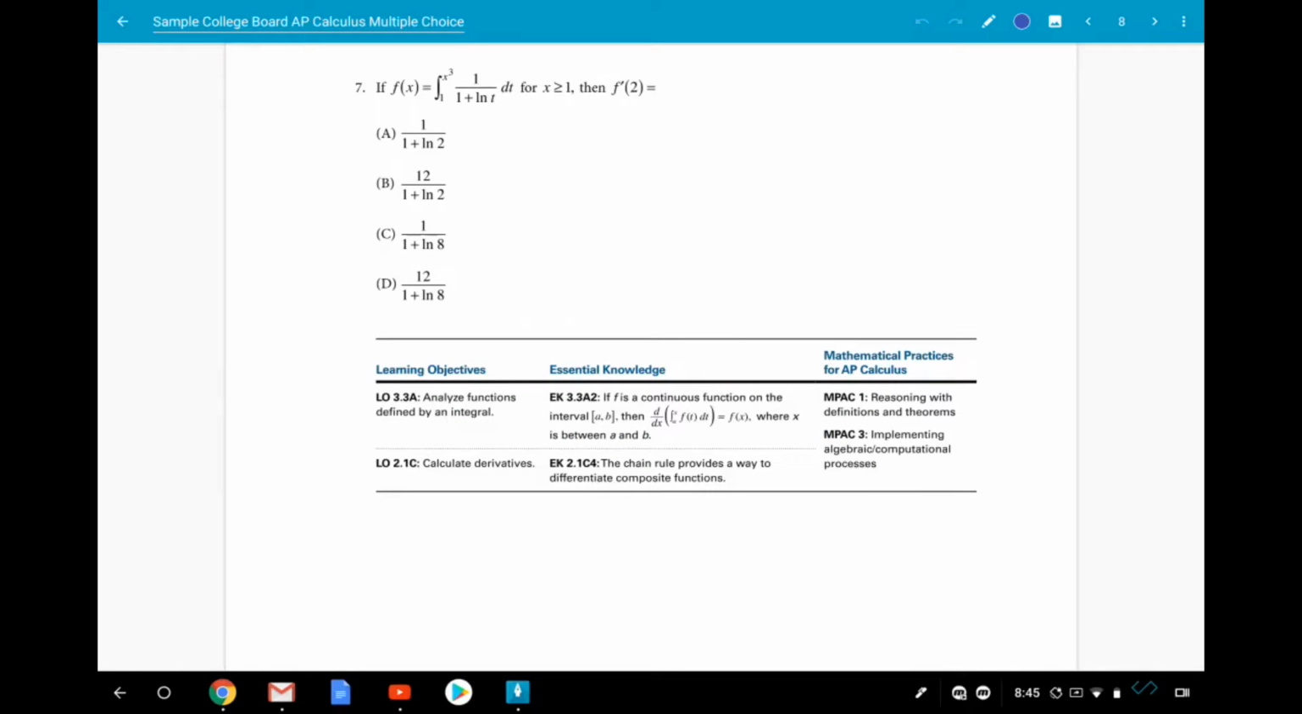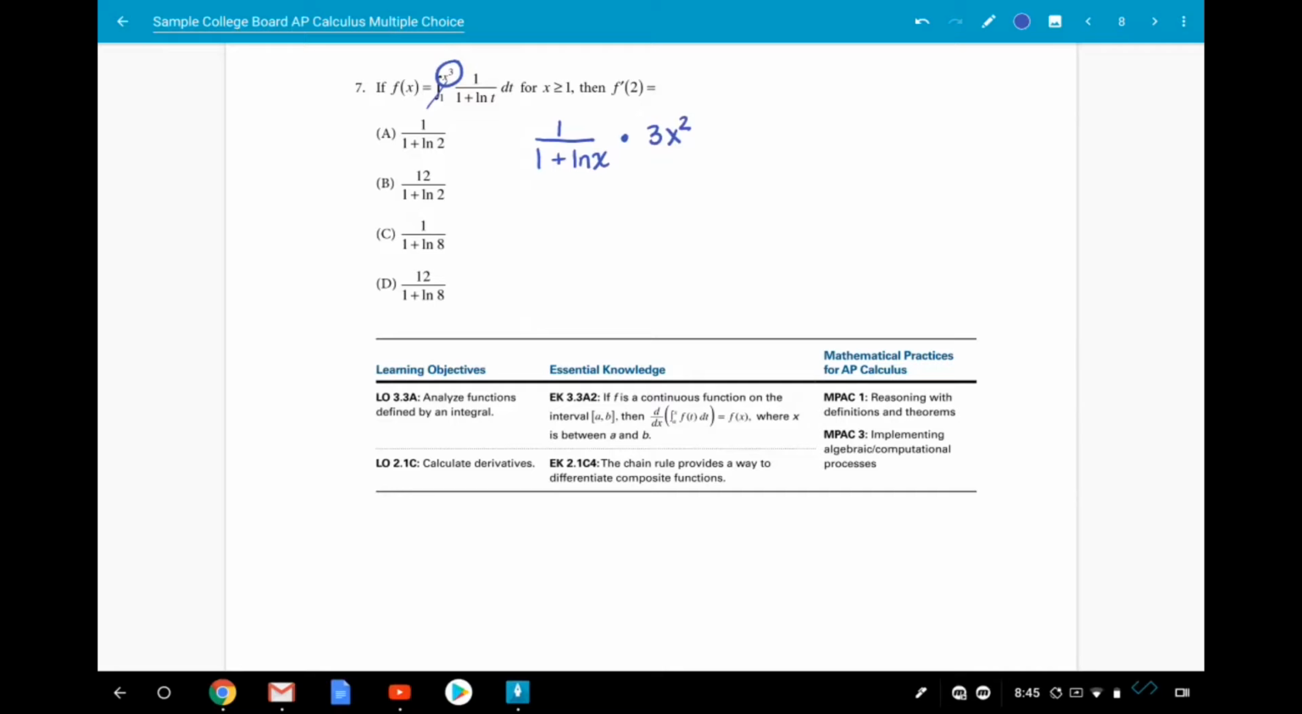Okay, number 7. f of x is equal to the integral from 1 to x cubed of 1 over 1 plus ln of t. And you're trying to find f prime of 2. Notice that when you go back from the function, which has an integral in it, to the derivative, you're sort of undoing an integral. If you remember the second fundamental theorem of calculus, you can get rid of that integral. The only thing is you have to multiply by the derivative of that x cubed. So you're going to get 1 over 1 plus ln of x. You undo the integral, but you have to multiply by the derivative of x cubed, which is 3x squared.